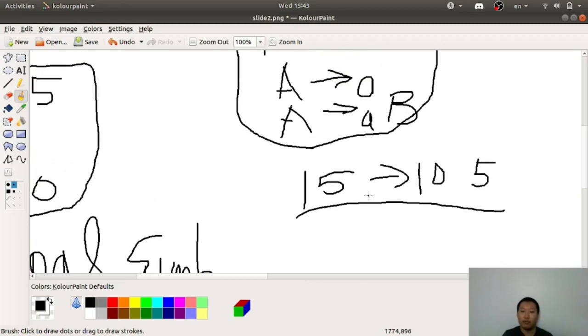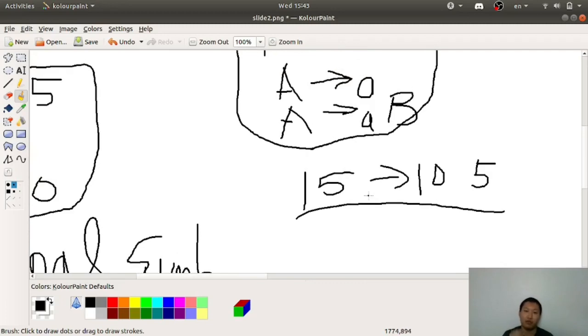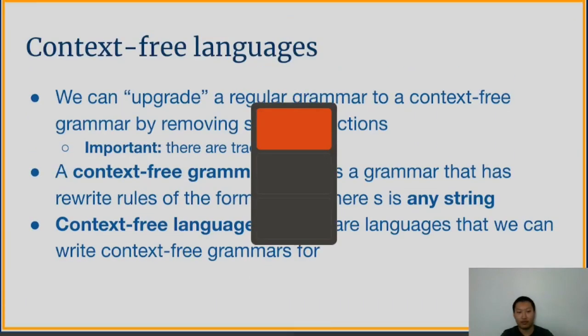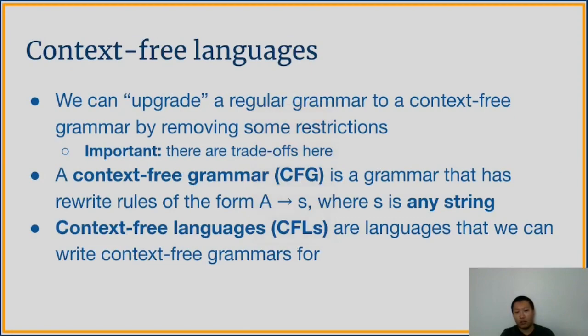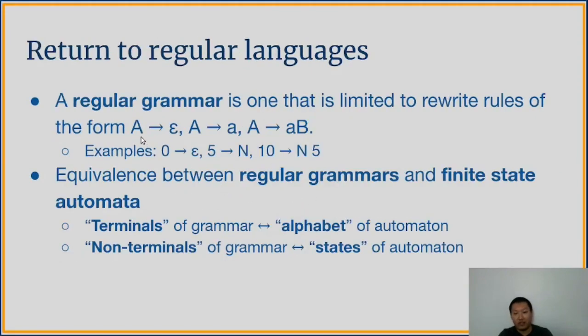So by removing restrictions in the type of rules that we can consider in the grammar, we've expanded the classes of languages that we can model using this grammar, but we've also increased the complexity of the language. So there's a trade-off here. So in the regular grammars, we had rewrite rules of these three forms.